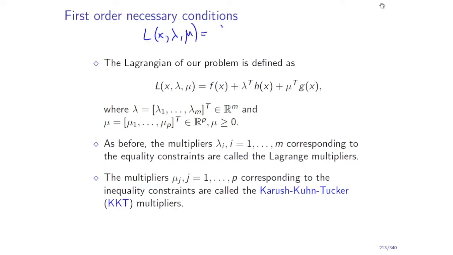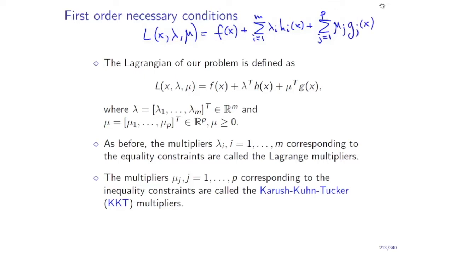We have f of x, the original objective, right? And then, just like we did before for problems with equality constraints, we add the sum of lambda_i multiplied by h_i of x for i between 1 and m. And now for the inequality constraints, we have the sum of mu_j multiplied by g_j of x.